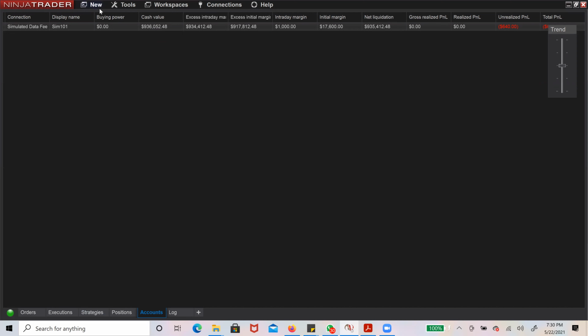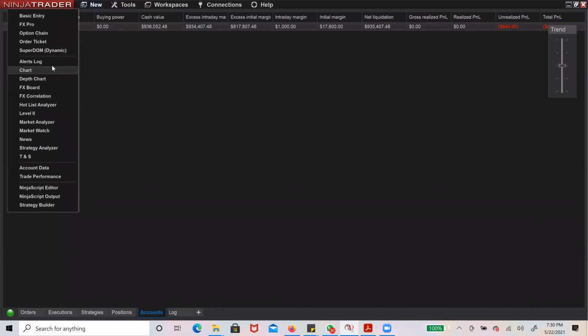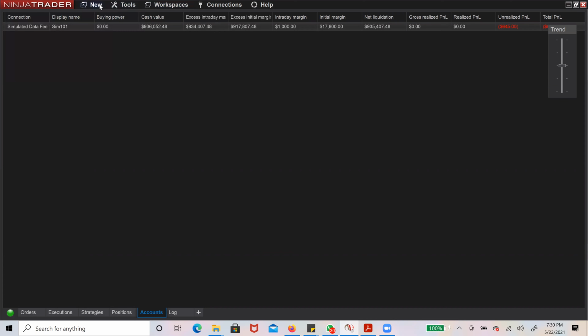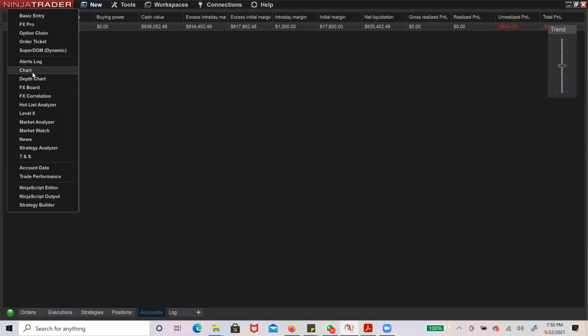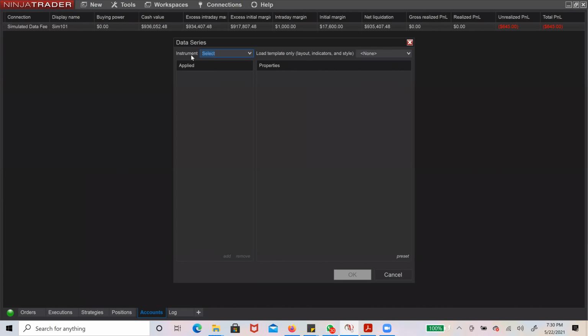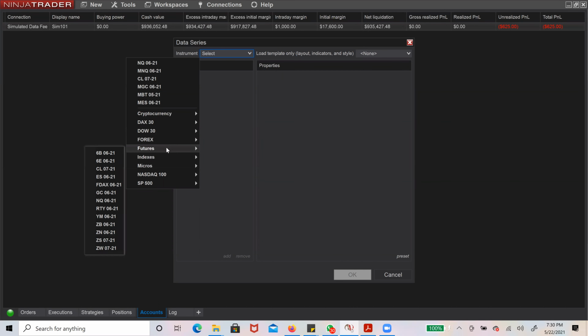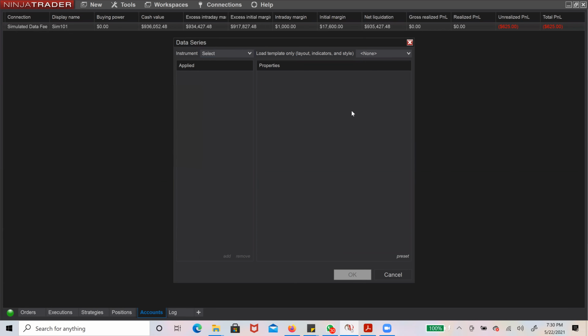It's connected. Now I want to trade something, let's say oil. So I'm going to go to New, and then click on the chart. When I click on the chart, it prompts here for an instrument. You drop down this, and let's say you want a future of oil. Oil is crude oil, so that's CL. You click on it.